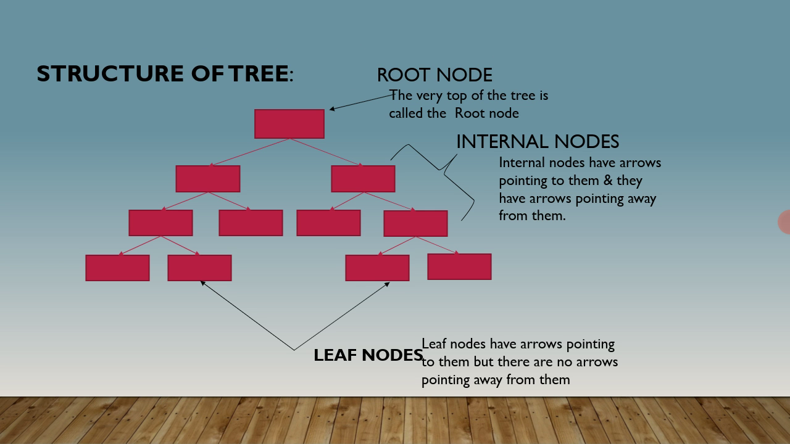Here we will see the structure of a decision tree. It contains different nodes: the root node, internal nodes and leaf nodes. The very top of the tree is called the root node and it is also called the decision node. The middle nodes are called internal nodes. The internal nodes have arrows pointing to them and they have arrows pointing away from them. The end nodes are called leaf nodes. Leaf nodes have arrows pointing to them but there are no arrows pointing away from them.